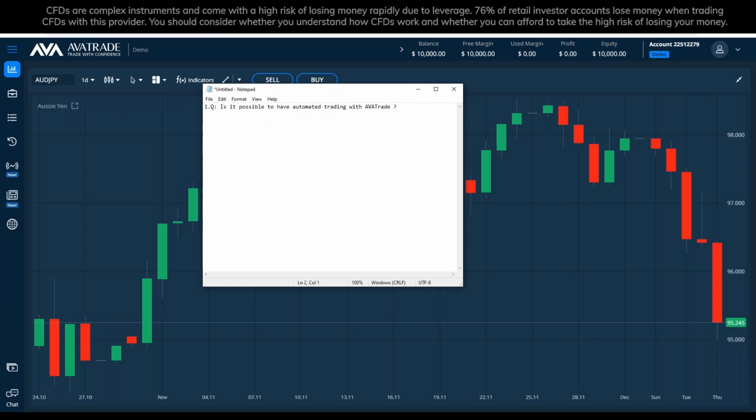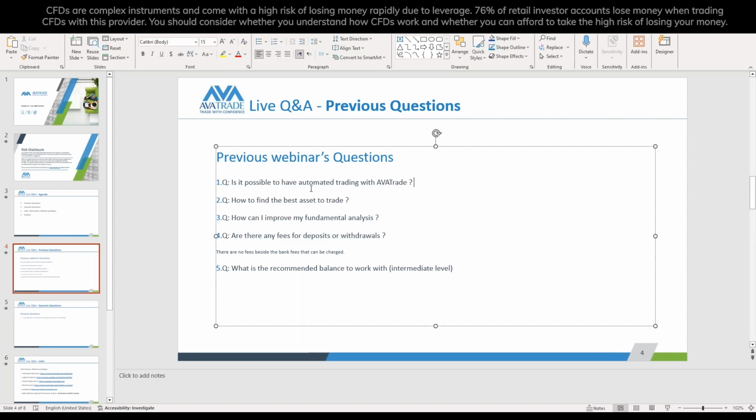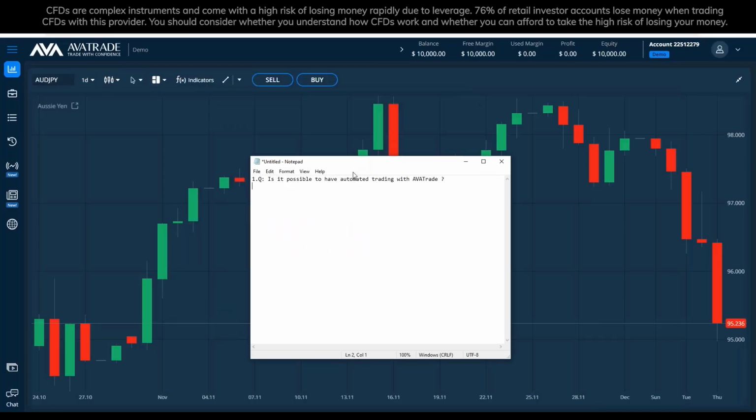Is it possible to get a connection to your system when trading on a demo account? I'm not exactly sure what you mean by that, Mr. Timbella, but I'm going to put your question where it belongs. For some reason I can't post it. Let's see. Oh, there we go. We're going to have that just after we are done with the primary questions. We already pasted it right here.